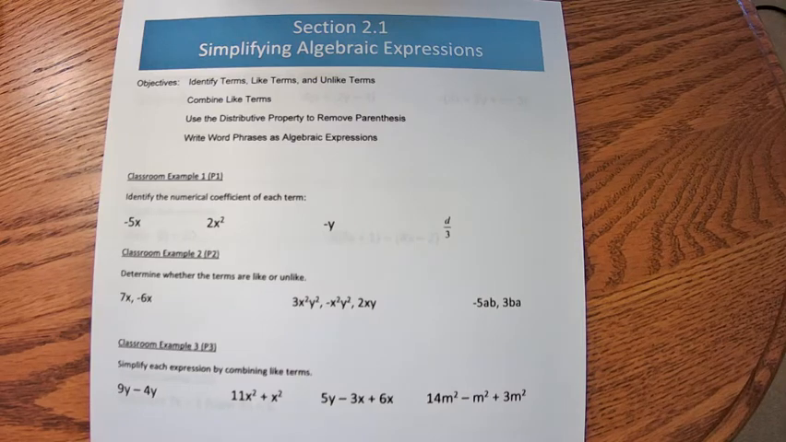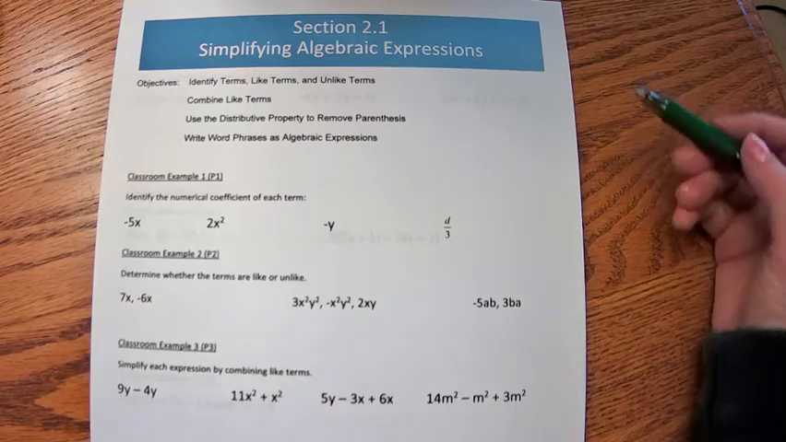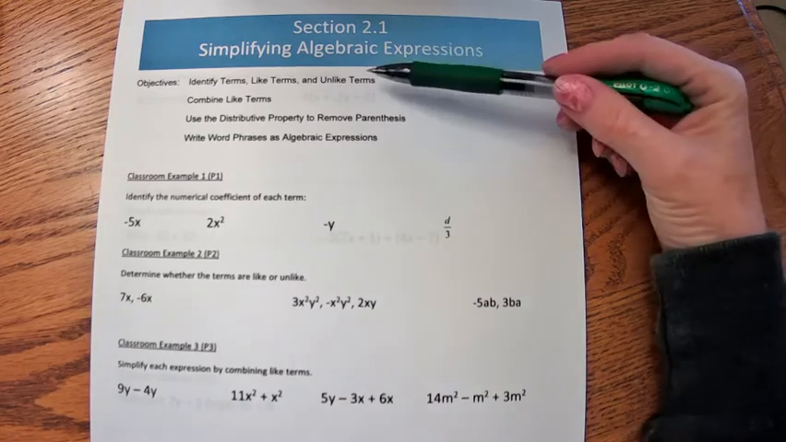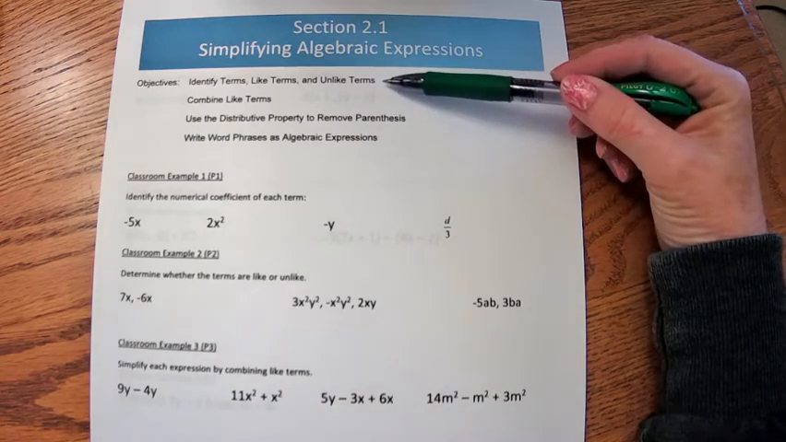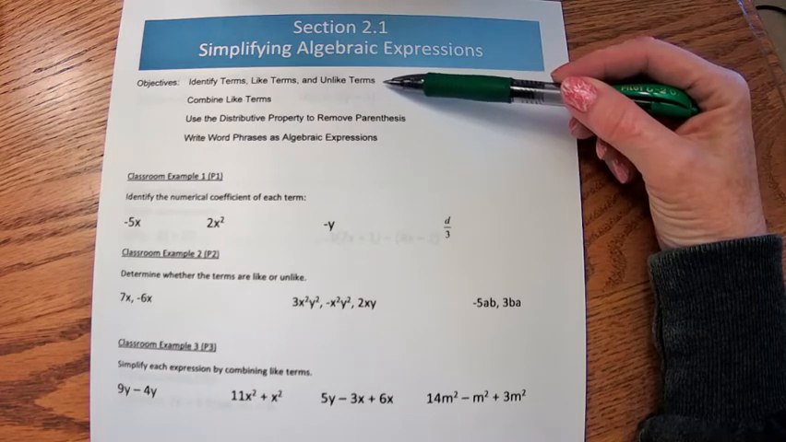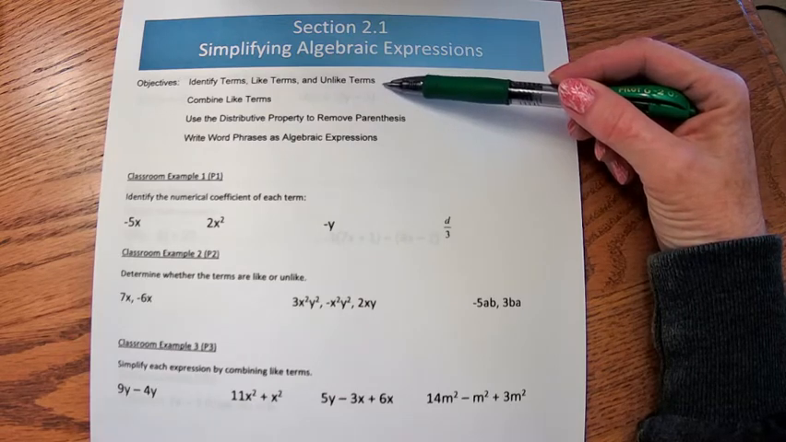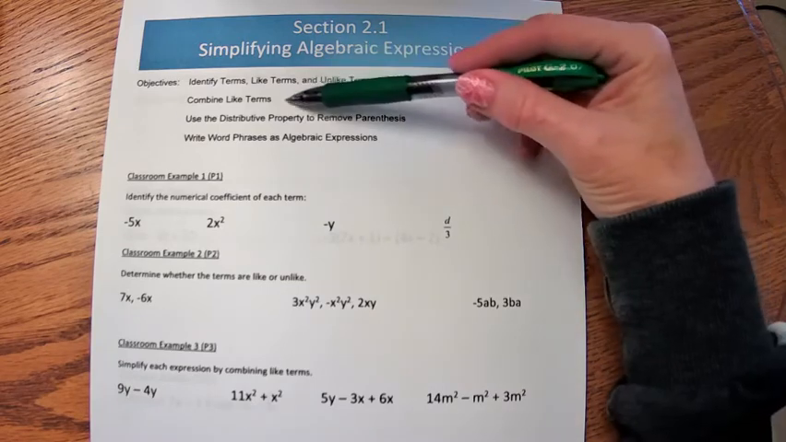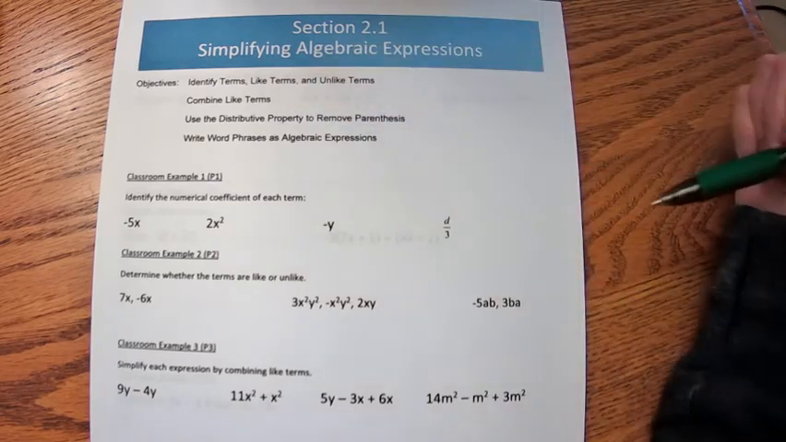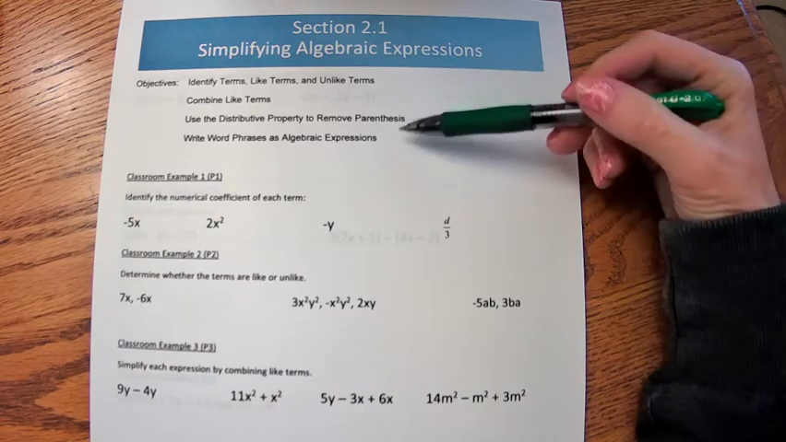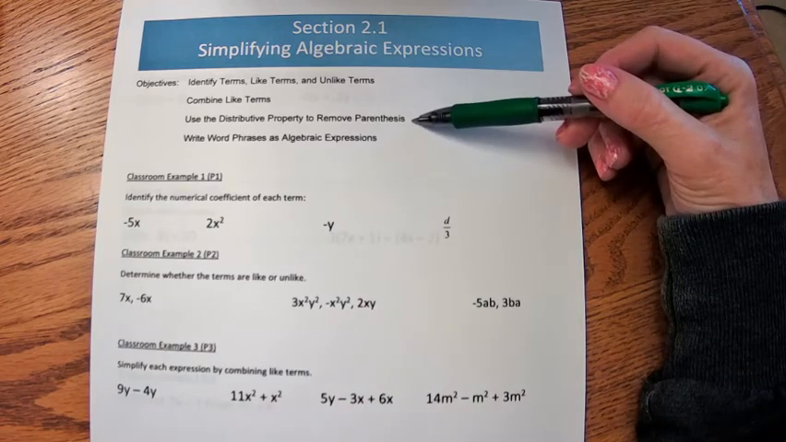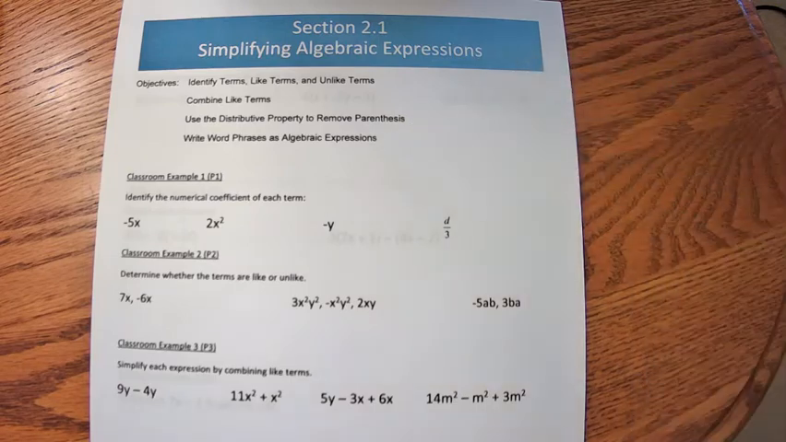In section 2.1, we're going to talk about how to simplify algebraic expressions. So we'll have to know what terms are and which are like terms and unlike terms, because the way we're going to simplify expressions is by combining like terms. And then we'll also use the distributive property to remove parentheses to simplify expressions. And we'll end with writing word phrases as algebraic expressions and simplifying them.